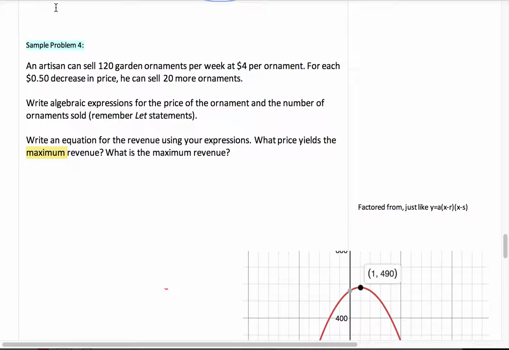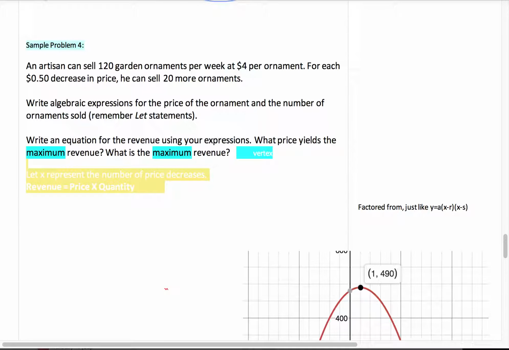You'll notice here the word maximum and the word maximum again. So let's just highlight each of those. Maximum, highlighted. Maximum, highlighted. As soon as you see those things, you think vertex. So here's how we kind of get started.